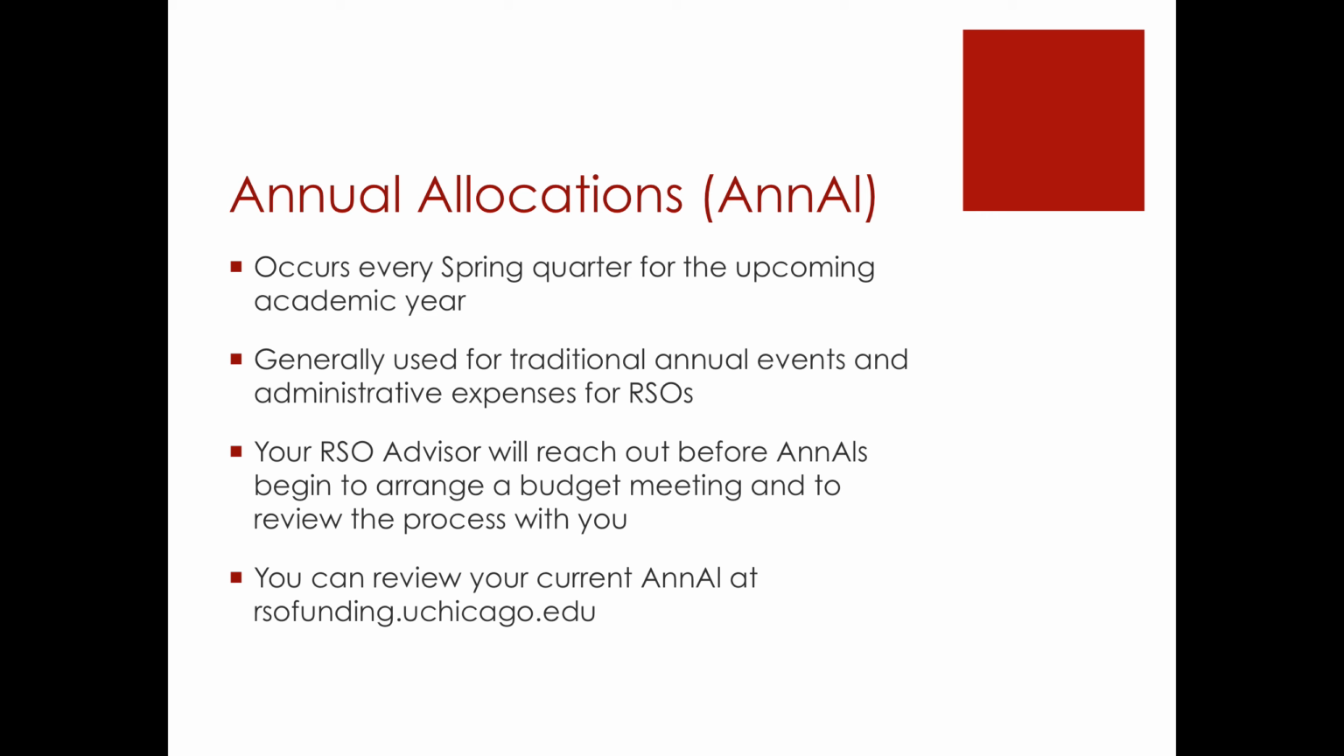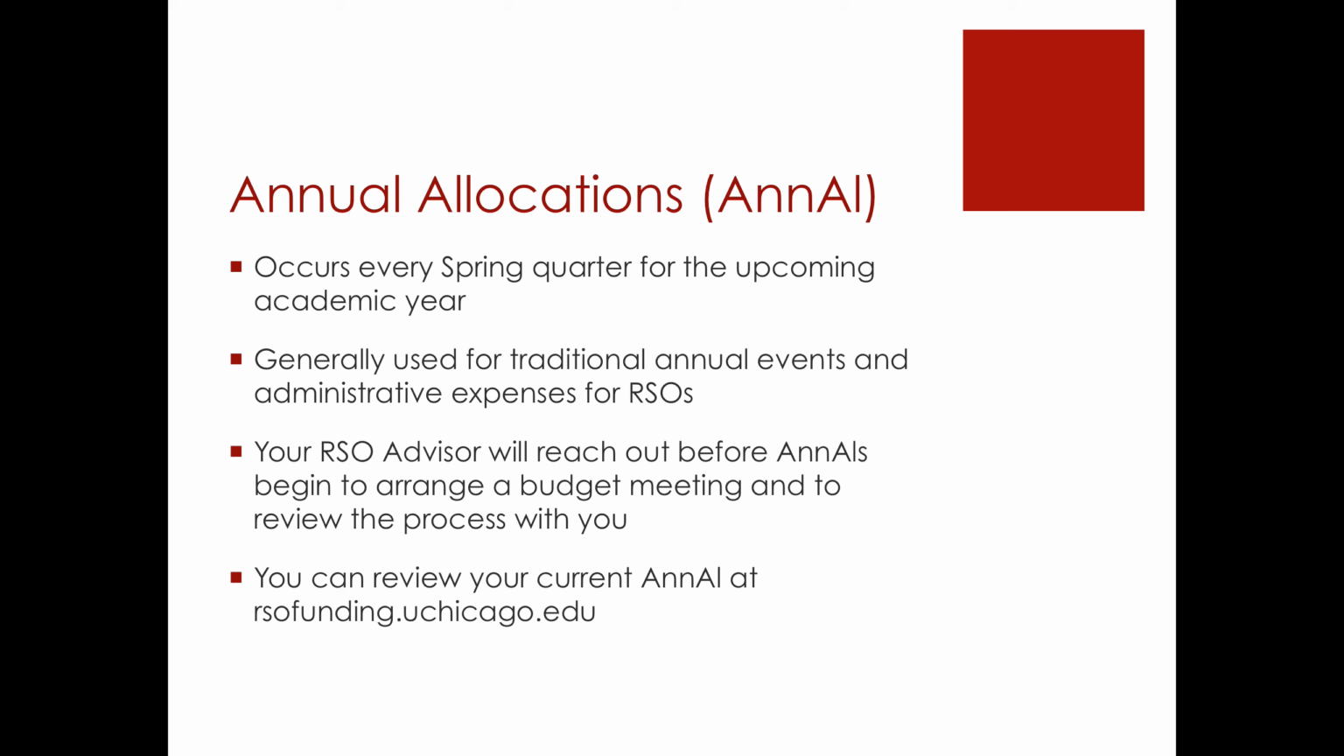Annual allocations occur every spring quarter for the upcoming academic year. That means in this upcoming spring of 2015, you will be applying for funding for the entire 2015-2016 academic year. Annual allocations are generally used for traditional annual events and administrative expenses for RSOs.